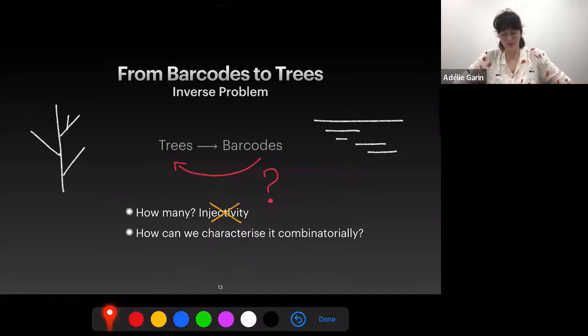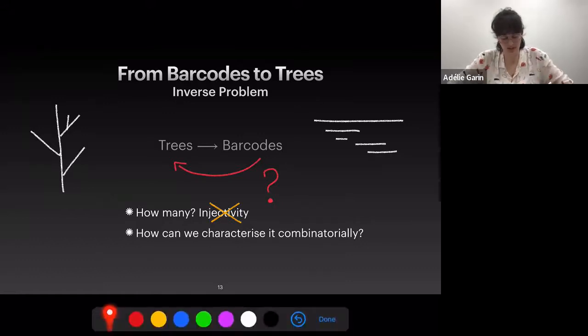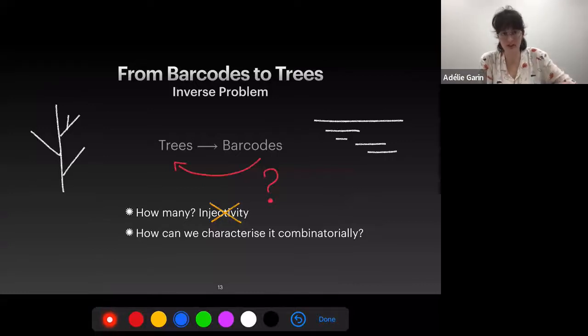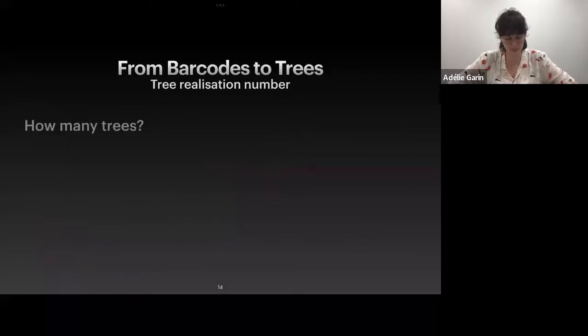So now we have the problem of, if we have a barcode, how many trees can we reconstruct from this? It's quite obvious for probably many people here that it's not injective. These two trees, for instance, assuming I'm drawing straight, have the same barcode. So that's definitely not injective. So how many trees do we have is the first question, and can we characterize this inverse problem combinatorially? The answer is yes. That was kind of a spoiler before. So the first question: how many trees?